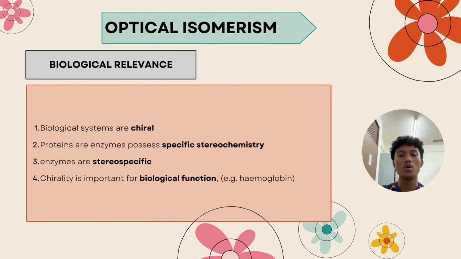Finally, why does this matter in biology? First, biological systems are chiral. Second, proteins and enzymes exist in specific stereochemical forms. Third, enzymes are stereospecific, meaning they only interact with one enantiomer. And fourth, chirality is critical for biological functions, such as oxygen binding in hemoglobin.